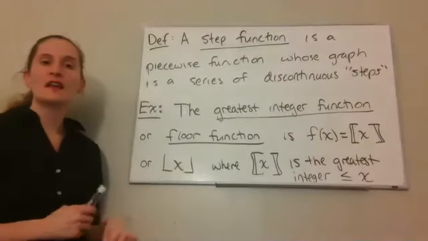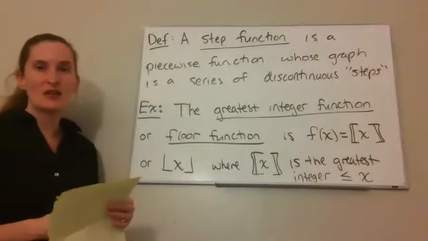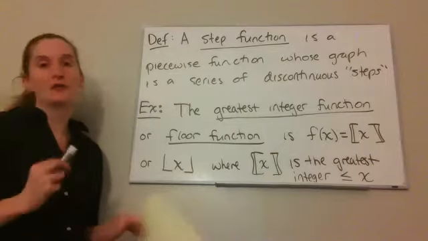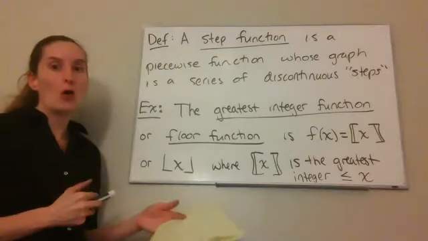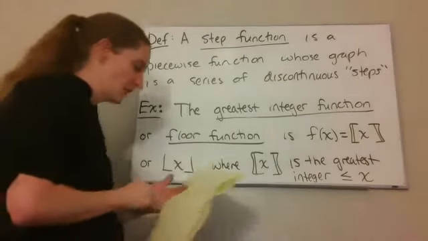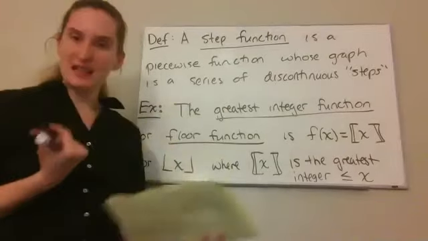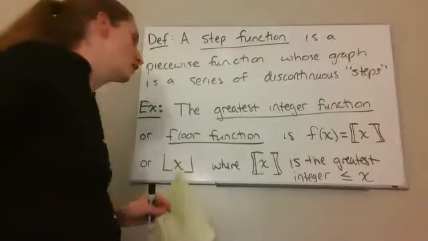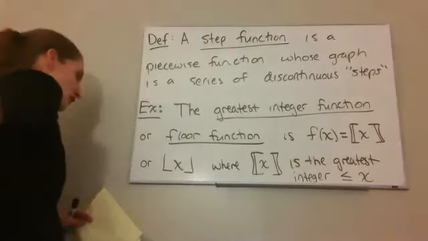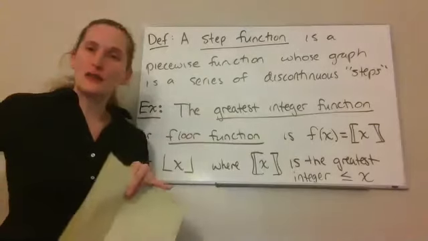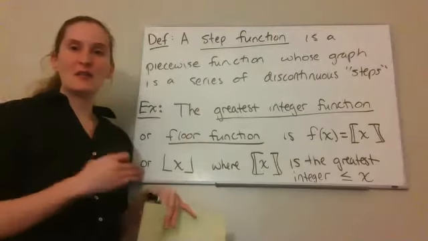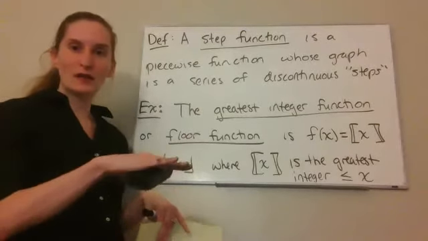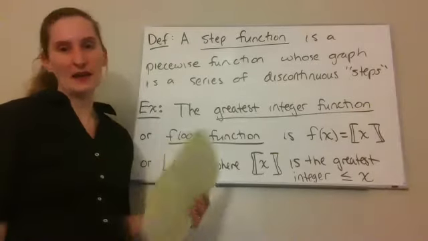So you can think of this function as taking your numbers that you input and rounding it down to the next whole number. So this is not rounding to the nearest whole number, it's just always rounding down to the number below it. The greatest integer less than or equal to x. That's why it's also called a floor function. You take any number and you're considering the floor, the whole number that's beneath that number.